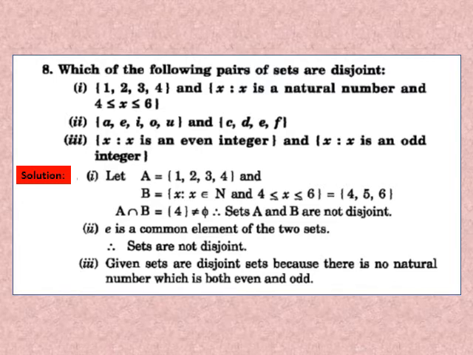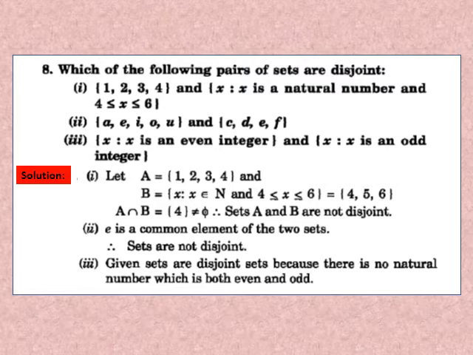Clear? Second, we have {a, e, i, o, u} and {c, d, e, f}. Now we can simply see that the element e is common in the two sets. Since they have a common element, they are not disjoint.